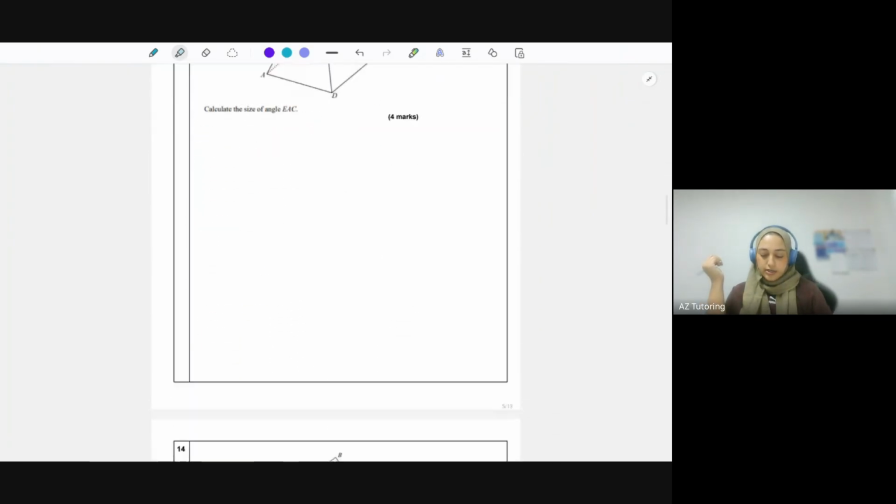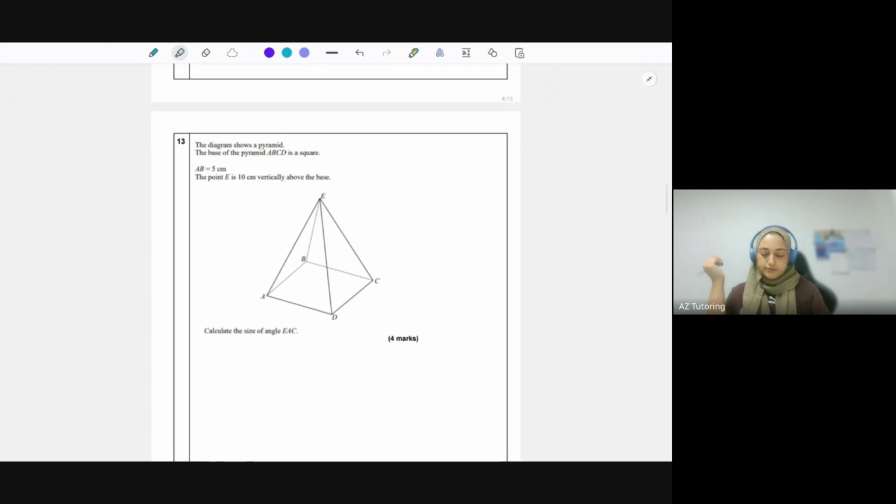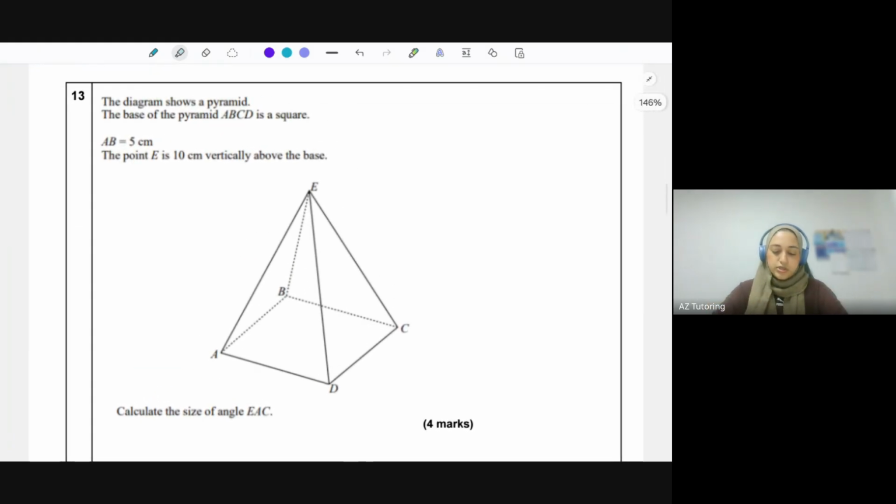Okay, moving on. We've got another one here. The diagram shows a pyramid, and the base of the pyramid is a square. Why have they told you it's a square? Because all these lengths are exactly the same. That's the reason why they've told you that. So try and understand what it's asking. Don't just jump straight into it. We know AB is 5. So if that's 5, because we know it's a square, all of them are 5.